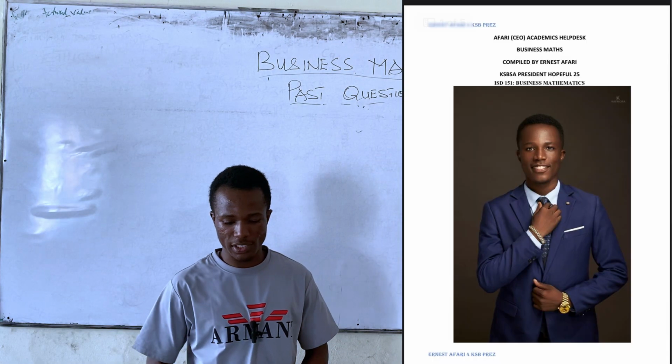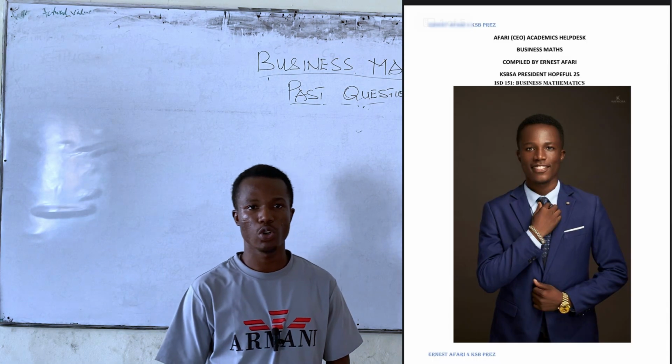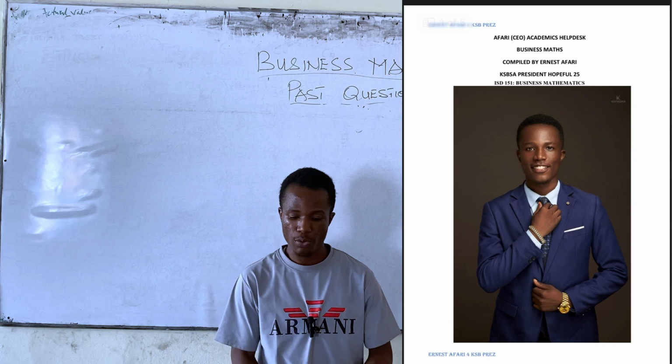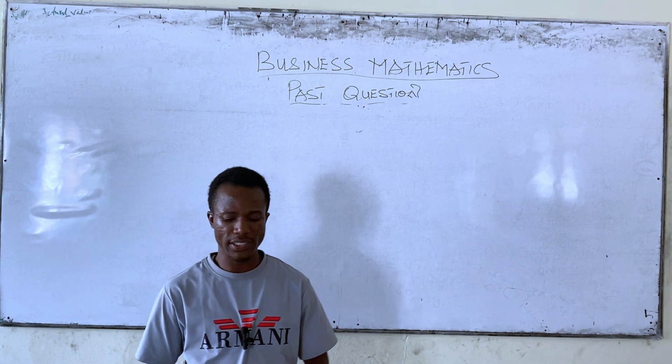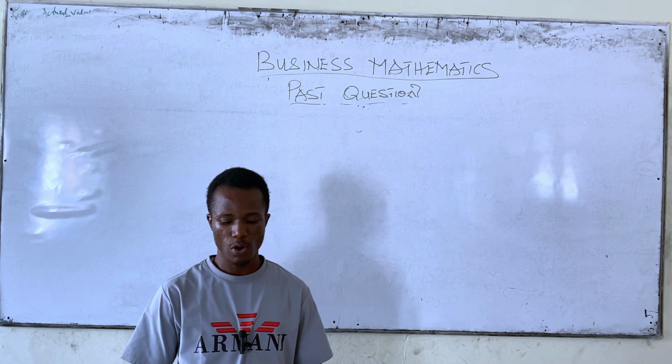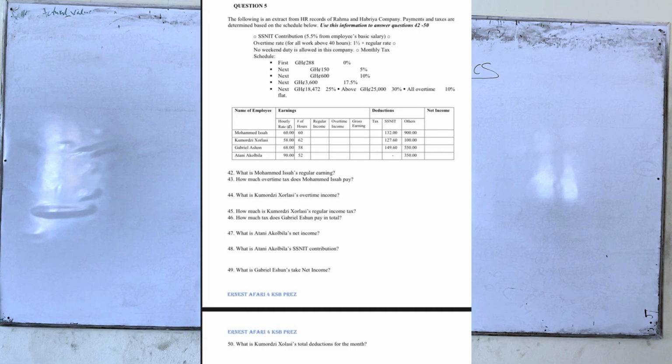Let's quickly look at this question under payroll. Okay, so I'm reading the question. The following is an extract from HR records of Rama and Habriya Company. Payments and taxes are determined based on the schedule below. Use the information to answer questions 42 to 50.